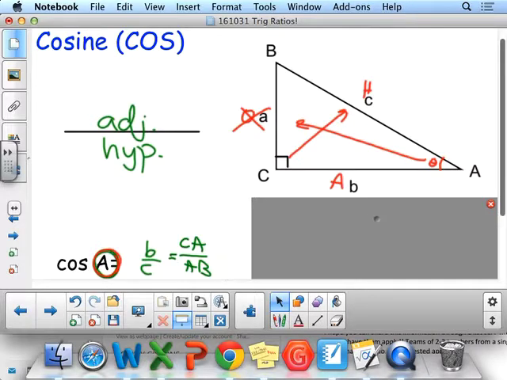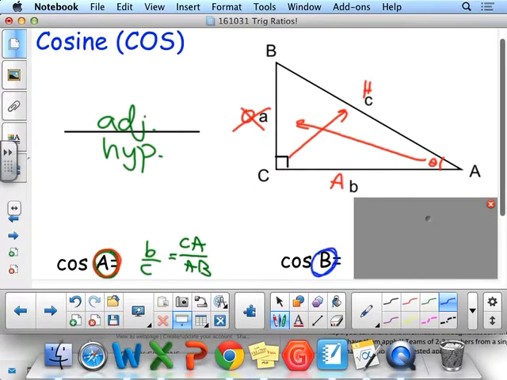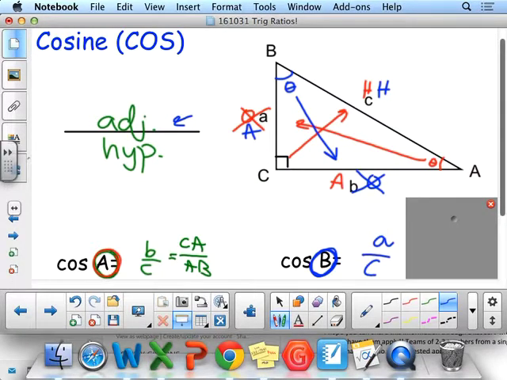I'm going to do the same exact thing if I were talking about cosine of B. So again, just like sine of A and sine of B were not the same thing, cosine of A and cosine of B are not going to be the same thing. So this is going to be my new theta. Again, my hypotenuse stays the same. However, this side becomes opposite, this side becomes my adjacent. Now I don't care about the opposite side because I'm talking about adjacent over hypotenuse. So this becomes little a over my hypotenuse. So what I'm looking at are my trig ratios. All I'm doing is looking at a ratio of sides.